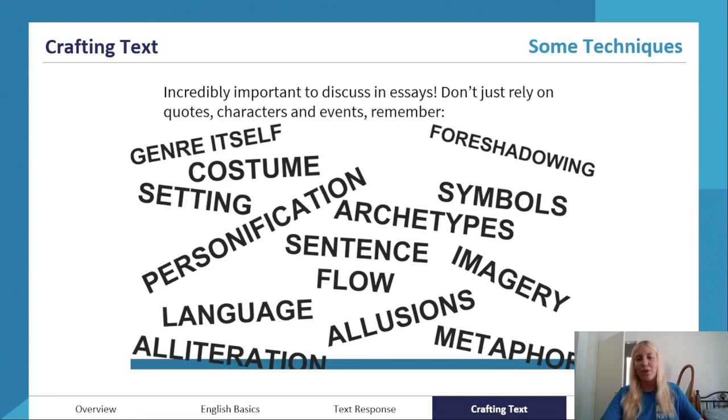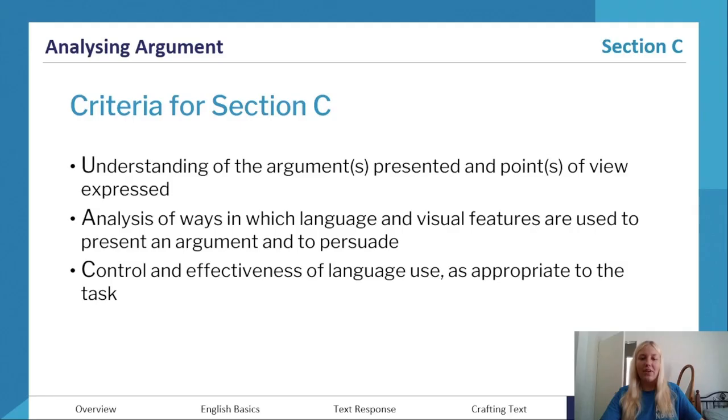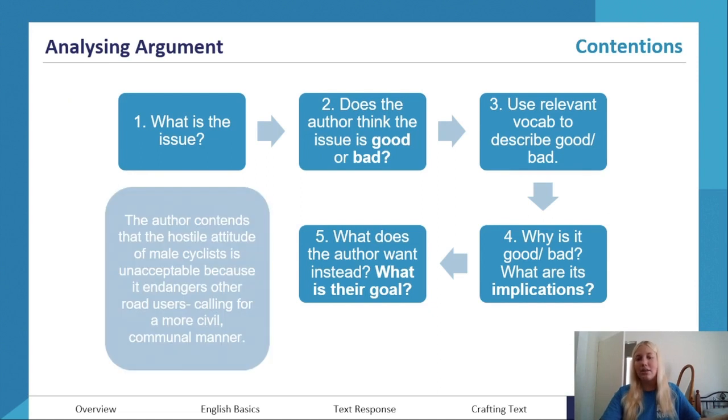And again, don't forget about techniques. I've added just some names here, some interesting ones to think about. All right, now our short section C, bit about analyzing argument. We already looked at the what, how, why process of analysis. So if you need to go back to that, you can actually pause and go back to that. But I'm just reminding of the criteria that we have, but it's all about analyzing the author's argument.